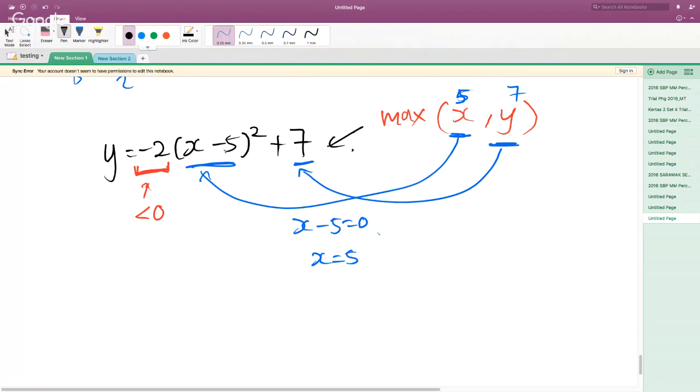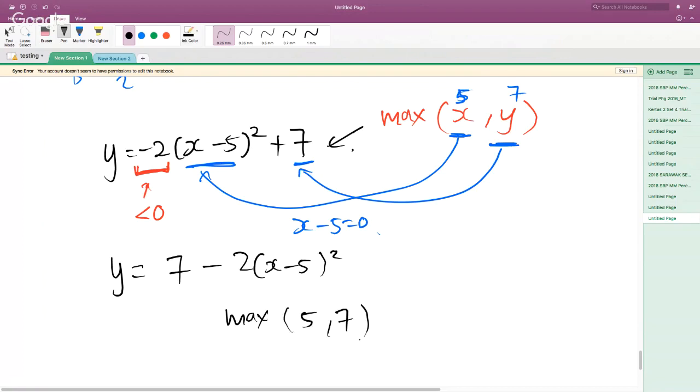The examiner does not necessarily write it so nicely this way. They can write this way as well. You still will get the same thing. You still will get the maximum coordinate, 5 and 7. So you should know when it is alone here, this is your y value. They still call it the maximum value. If the question asks about the maximum value, you just say 7. For the x value, normally they will say corresponding value of x. Then you just say 5. Okay, this is how to see the completing the square.